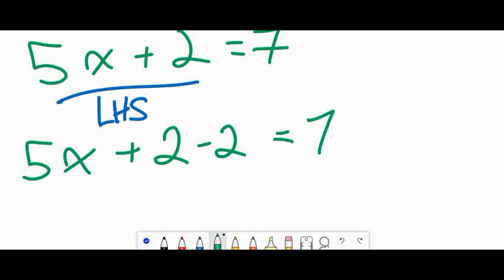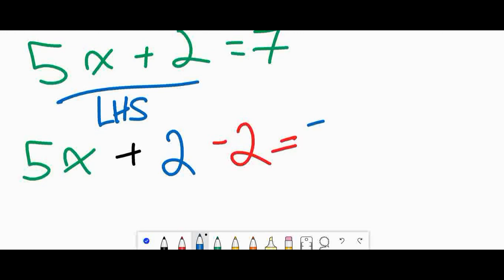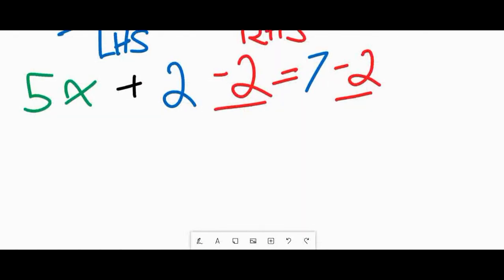Alright, I'll try to make it a different color to understand. 5x plus 2 minus 2 is equal to 7 minus 2. As you can see, we're doing the same operation of minus 2 on the left-hand side and the right-hand side. By doing this, we're canceling out the 2, and we shouldn't worry about it, because in algebra, we can't just simply cancel it out. We have to do the same operation on both sides to balance it. Alright, hope you guys understood.